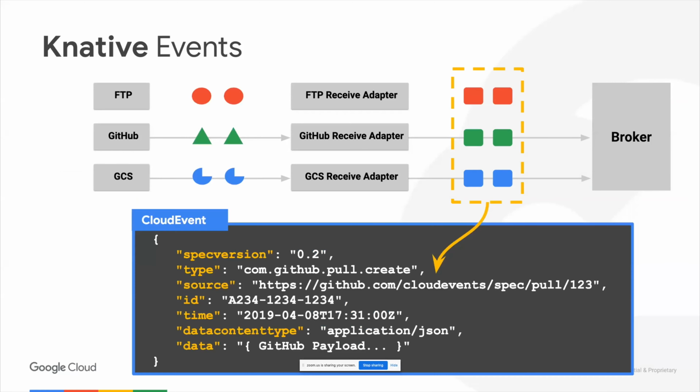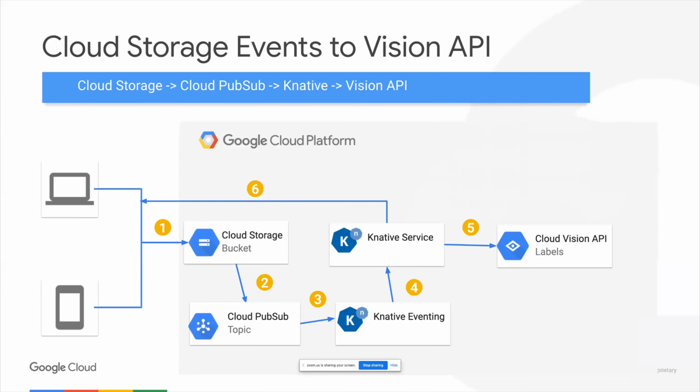All right, so I want to show you an example of this in a quick demo. In this example, I want to connect Google Cloud Storage events to a Knative service, and then I want to use Vision API in my Knative service. The way this is going to work is that users can upload images to a Google Cloud Storage bucket. Any kind of image that you want to store, you can upload it here.